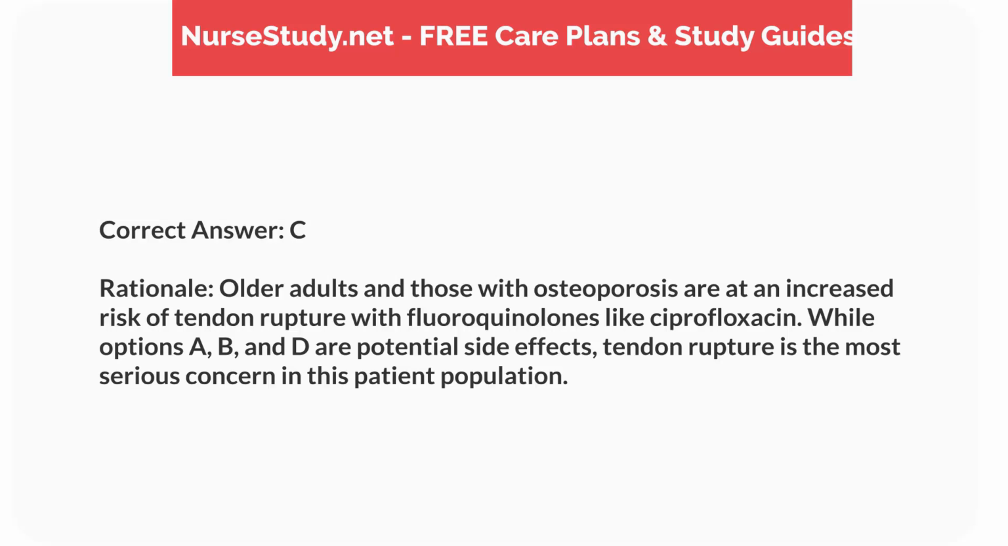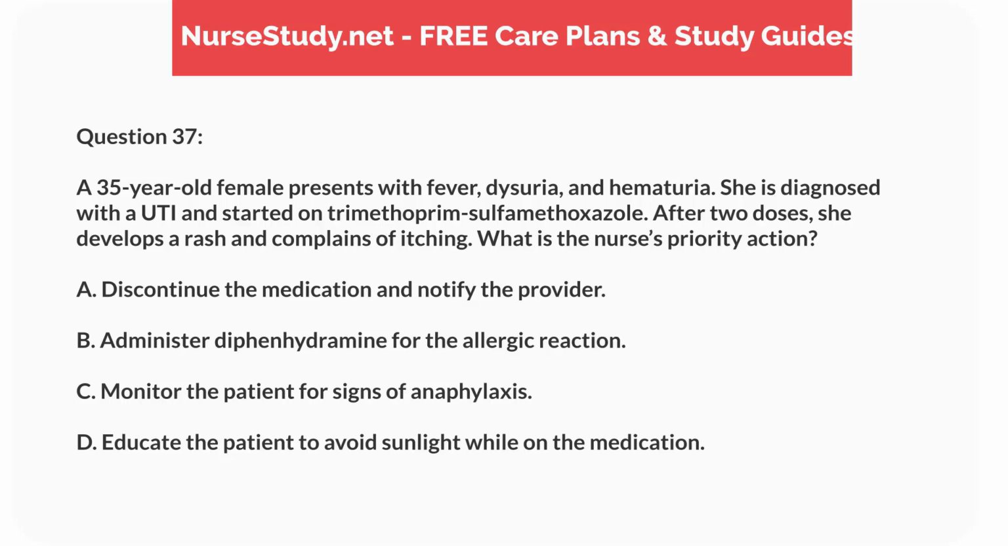Correct answer, C. Rationale: older adults and those with osteoporosis are at an increased risk of tendon rupture with fluoroquinolones like ciprofloxacin. While options A, B, and D are potential side effects, tendon rupture is the most serious concern in this patient population. Question 37. A 35-year-old female presents with fever, dysuria, and hematuria. She is diagnosed with a UTI and started on trimethoprim sulfamethoxazole. After 2 doses, she develops a rash and complains of itching. What is the nurse's priority action?